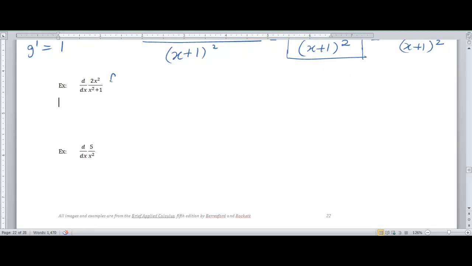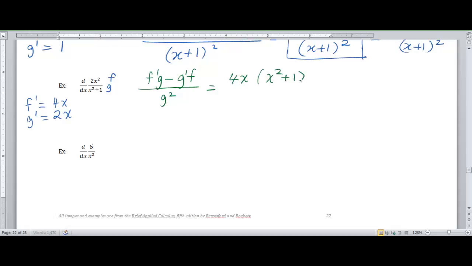Let's look at this one. This is f, that's g. F prime is 4x. G prime is 2x. So now let's do f prime g minus g prime f over g squared. And that is f prime, which is 4x, times g, which is x squared plus 1, minus g prime, which is 2x, times f, which is 2x squared, all over g squared, which is (x squared plus 1) squared.